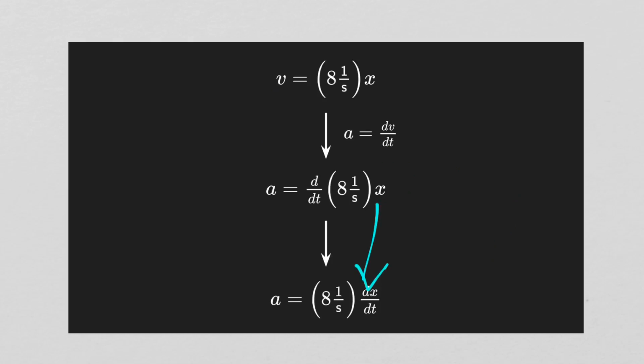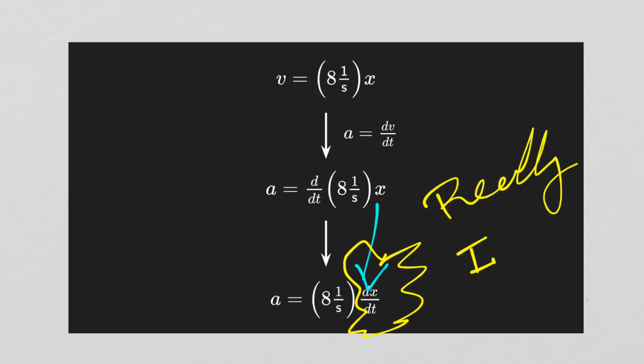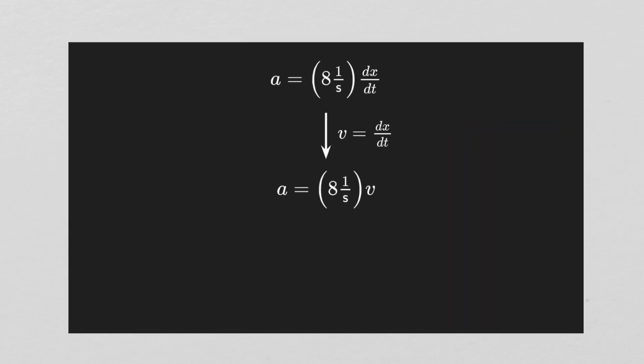And I'm going to put big yellow lines because this step is really important. It's easy to forget about this, and I see it all the time. So please remember that x is time dependent. I apologize for my handwriting.